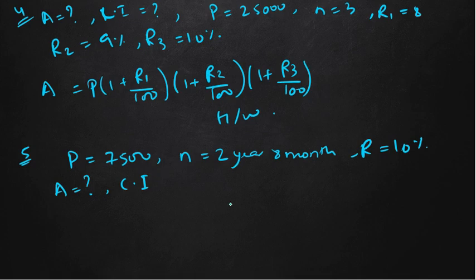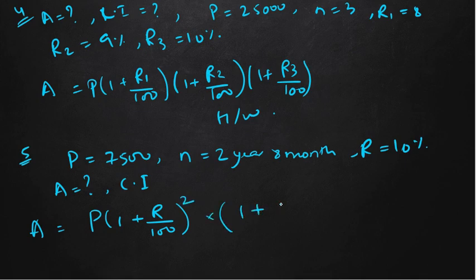So for this, what will be the formula for amount? Our formula is 1 plus R by 100, power 2, into 1 plus 8 months, 8 months means 8R by 12, divided by 100. So this will be the formula. For 4 months, this will be 4R by 12. For 3 months, 3R by 12, like this. Clear? So we need to solve this.